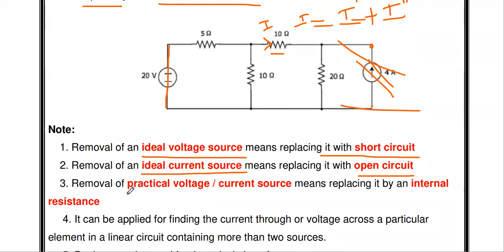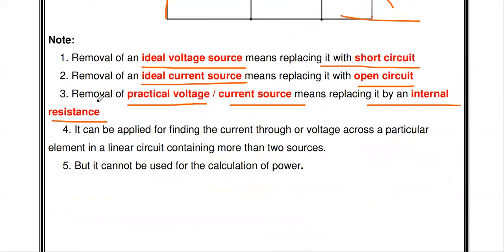And if you are removing a practical voltage source or current source: these are ideal voltage and current sources, meaning the internal resistance of the source is 0. But a practical voltage or current source has some internal resistance. When we are removing that practical source, we have to replace it with the internal resistance given in the question. So these are the points you just remember.